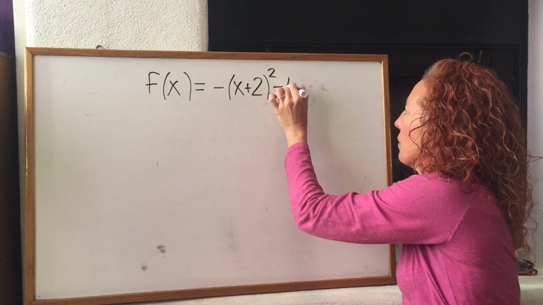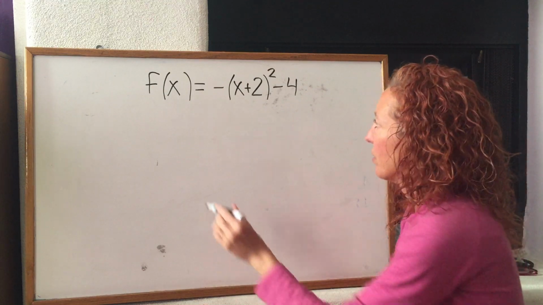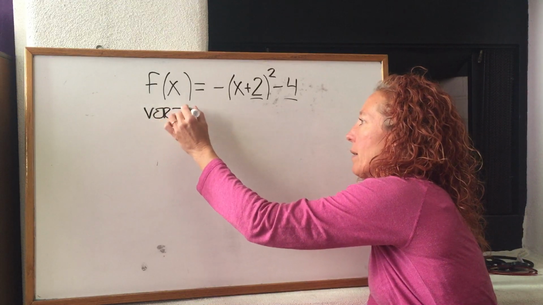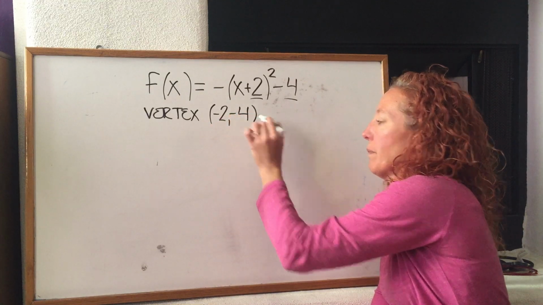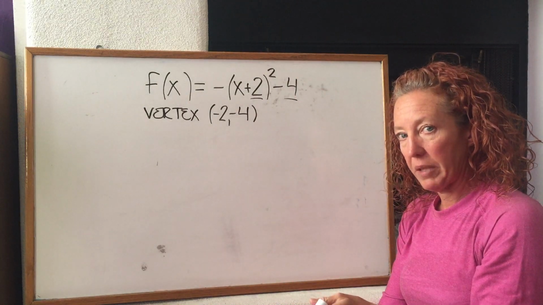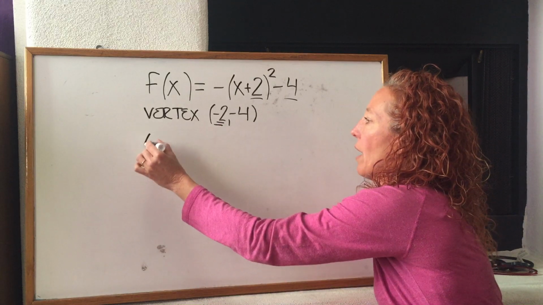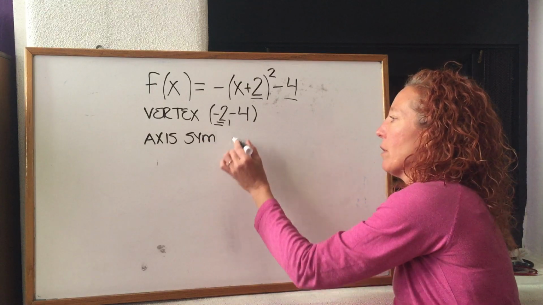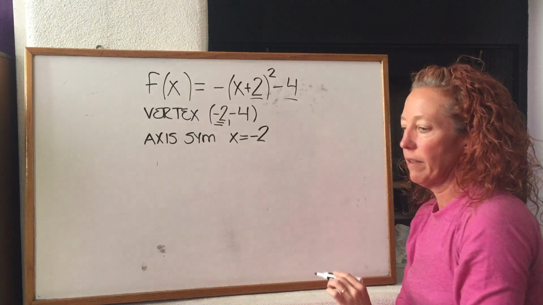And then that's a negative 4. Okay, so 3 things real quick. It says vertex. So my vertex, opposite, same, is going to be at negative 2, negative 4. State the axis of symmetry. Remember that vertical line that splits it so that it's symmetrical on both sides. Whatever that number is, your axis of symmetry is a vertical line. Vertical lines have the equation x equals, so x equals negative 2.